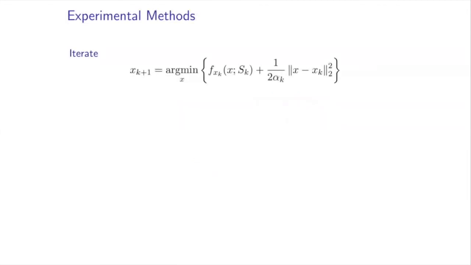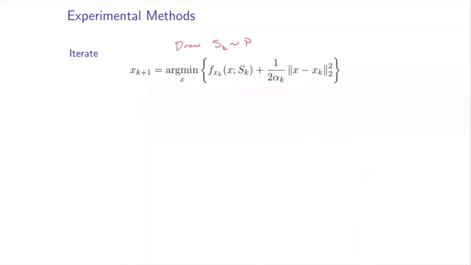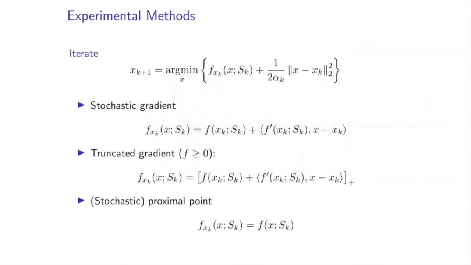So anyway, let's think about these iterations and ask, okay, what's going to happen when we iterate? We're going to draw a random sample from our underlying population, and then take some kind of stochastic update step with one of these models, either the truncated model or the linear model or something else. I'm going to consider 3 things: stochastic gradient, this truncated gradient, which just says stop at 0, don't cross zero, and then what you might call a stochastic proximal point method, where we're not making any approximations at all to our random functions. So we're going to iterate this with one of these 3 models.